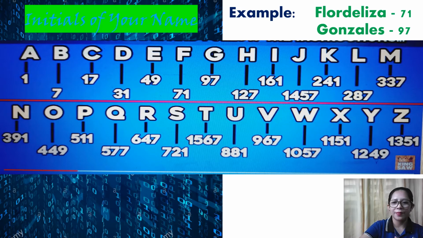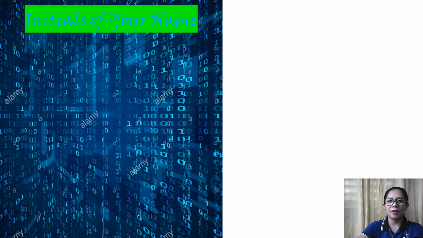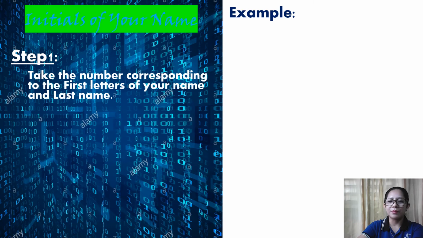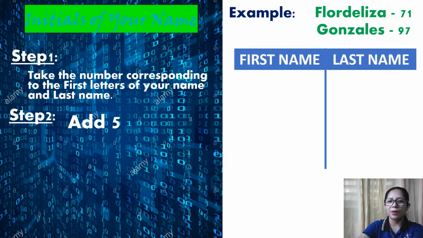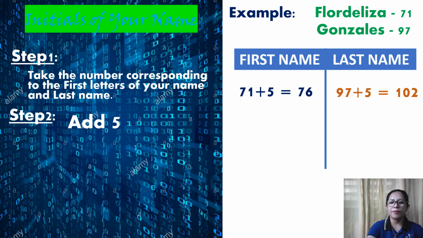Are you done? Okay, let's go to the next. Okay, we already have our corresponding number for the first letters of our first name and last name. So we will do the same thing with our first name and last name. So add 5 for each number. So we have here for first name is 71 plus 5, 76. For the last name is 97 plus 5 is 102.